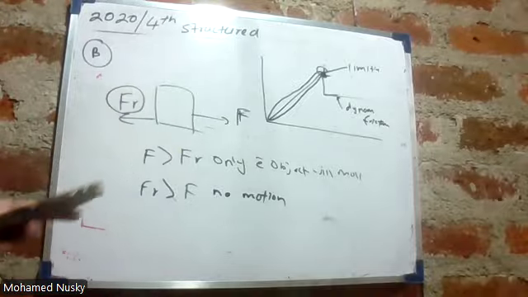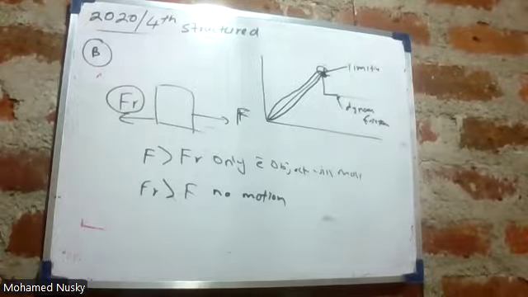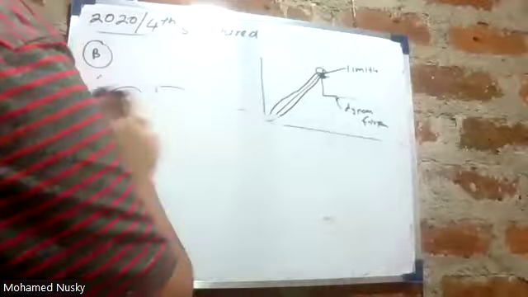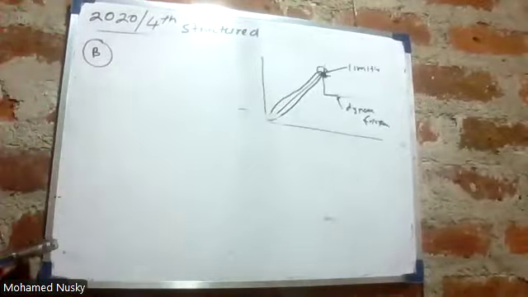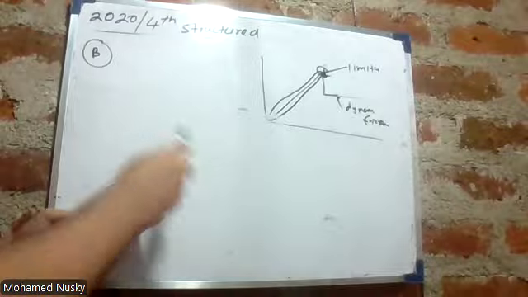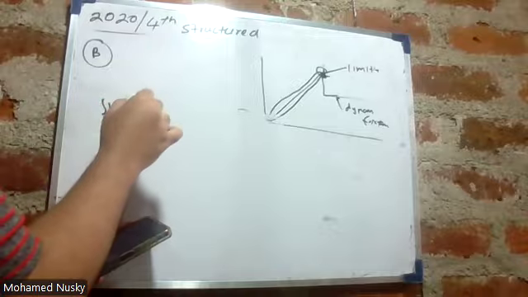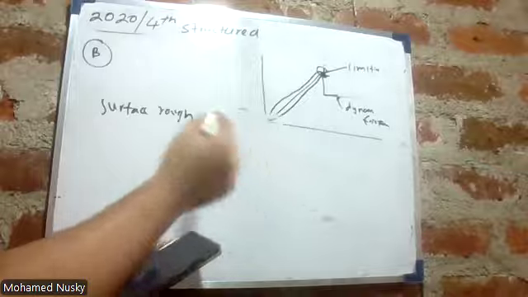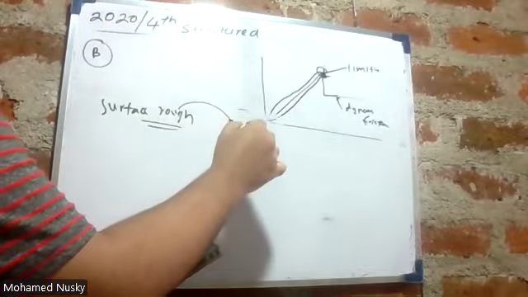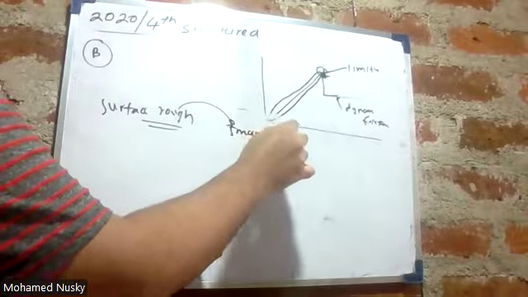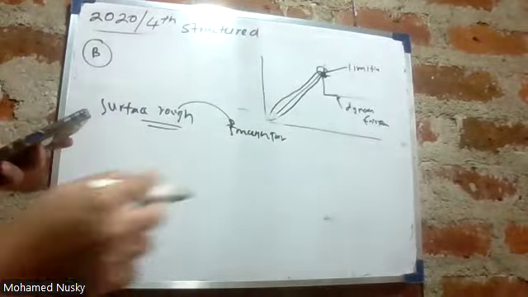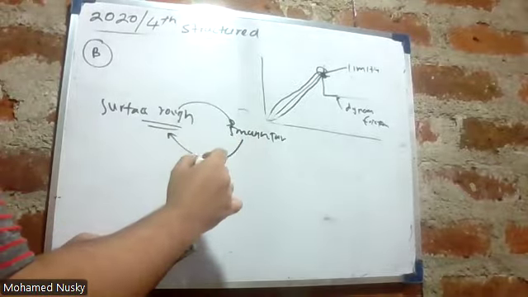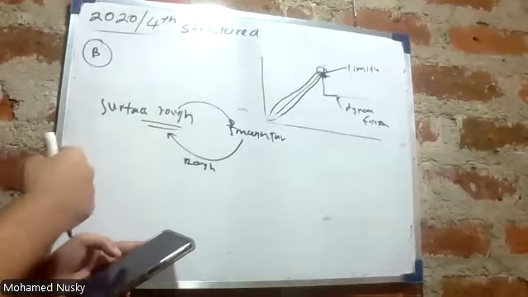Contact surface, you know that there are two surfaces, smooth surface and rough surface. If the surface is rough, how are you going to change it? Change in the sense this rough surface should be converted to smooth surface, or smooth surface converted to rough surface. It can be in two ways.